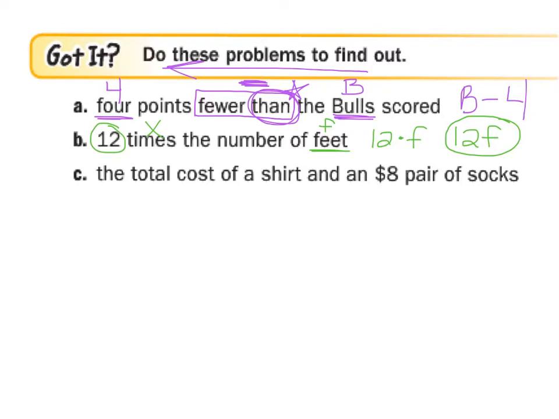The next one, the total cost of the shirt and an $8 pair of socks. This one's a little trickier, but here is that math word. And means add. And so we're talking about the $8 socks and the cost of the shirt. So I'm going to use S for shirt. And I don't have that word than in here at all, so I can just write it from left to right. It's S plus 8.